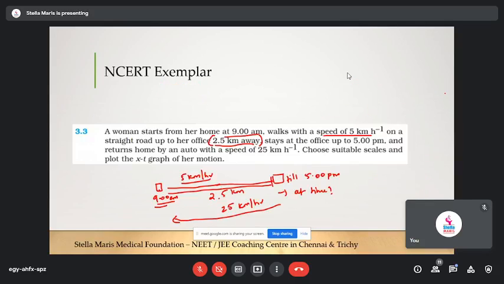So the woman takes 30 minutes to reach the office. She starts at 9 a.m., travels at the speed of 5 km per hour, so she travels 2.5 kilometers. It takes her 30 minutes to travel 2.5 kilometer. So she starts at 9 a.m. What is the time she'll reach the office? It has taken her 30 minutes. So what will be the time? 9:30, sir. Very good. So at 9:30 she reaches the office.